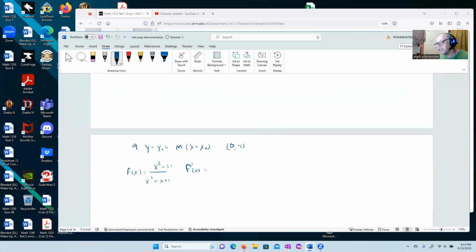It's a quotient rule, right? So we have the derivative of the top, 2x, times the second, x squared plus x plus 1, minus the first, x squared minus 1, times the derivative of x squared plus x plus 1, all over the bottom squared. So we have x squared plus x plus 1, all squared. Okay, hopefully that won't come into anything, because that looks terrible.